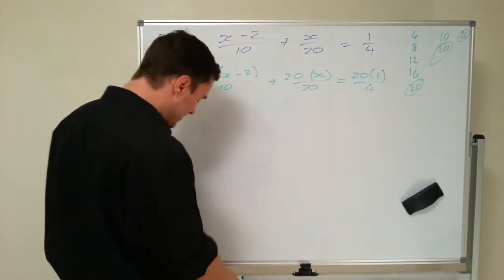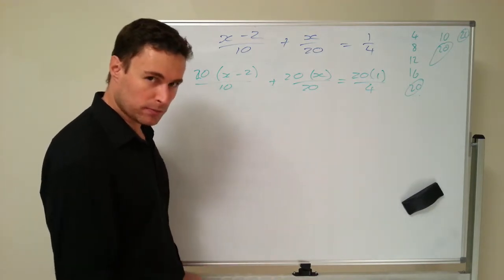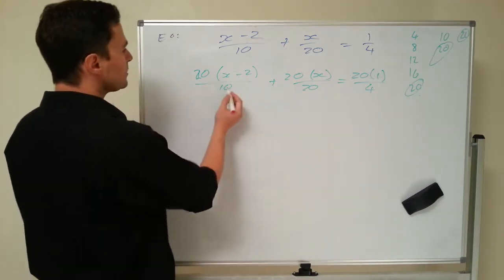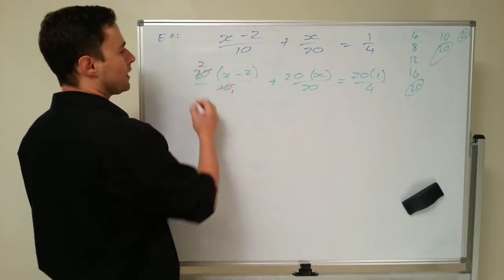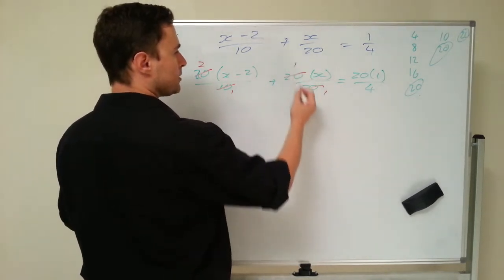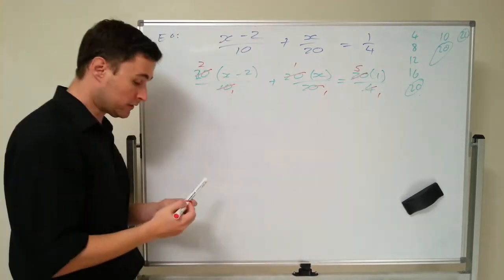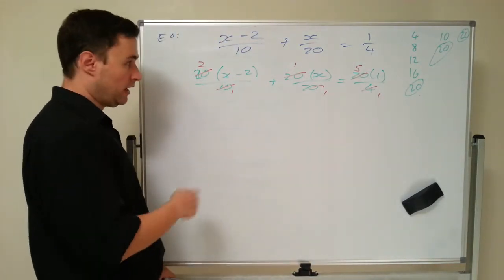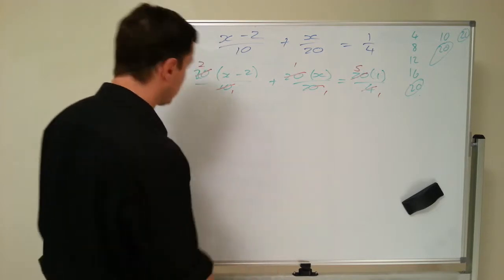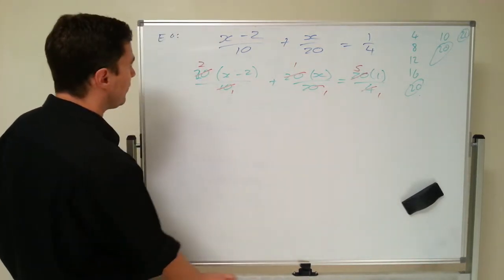Okay, so now let's tidy this up. You should be okay with multiplying and simplifying fractions. 10 goes into 10 once, it goes into 20 twice. 20 goes into 20 once, into 20 once. 4 goes into 4 once, into 20 five times. If that was too fast, go and check out adding fractions and simplifying fractions. Right, so what do I have here?